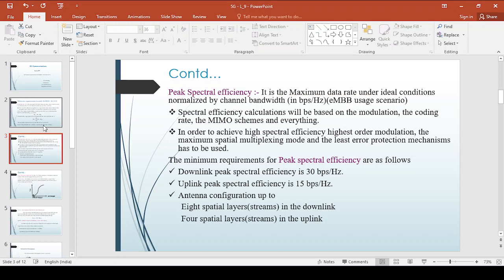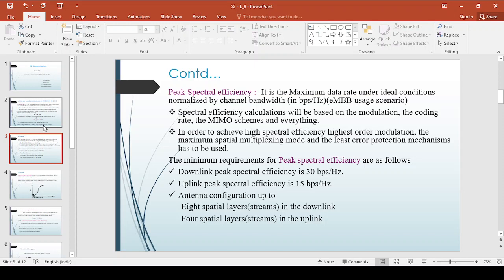Under ideal conditions, the maximum data rate normalized by the channel bandwidth, we call it peak spectral efficiency, and its units are bits per second per hertz. Now the spectral efficiency calculations will be based on modulation, coding rate and MIMO schemes, etc. Whatever spectral efficiency we want to calculate will depend on the modulation, coding schemes, and MIMO schemes that you are using in that particular technology.